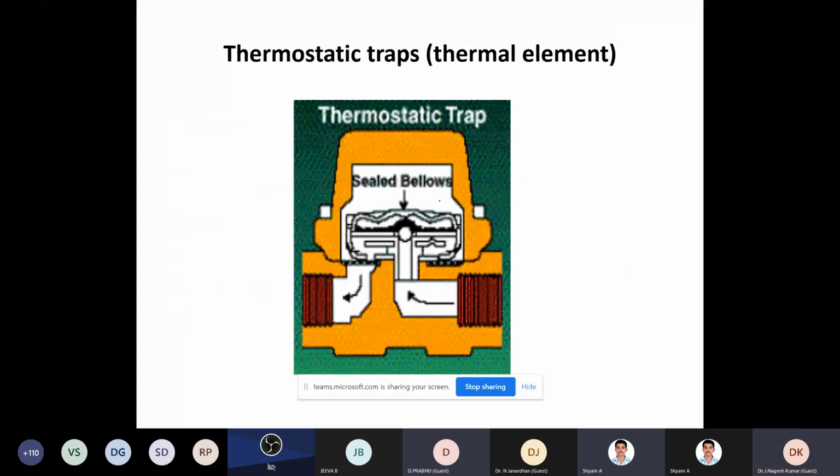And this is a thermostatic. Thermostatic means there is an expansion container, bellows type. It's a sealed bellows. Inside, some expanding liquids are there. So when steam comes, the bellows expand and block this path. When condensate comes, it does not expand, so easily condensate can go out like this.